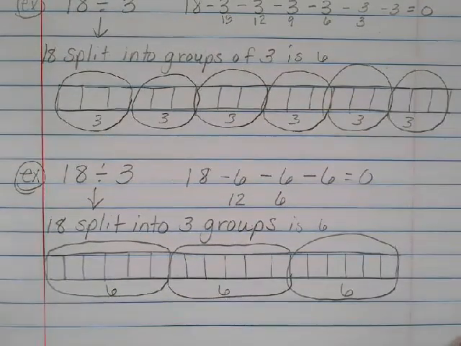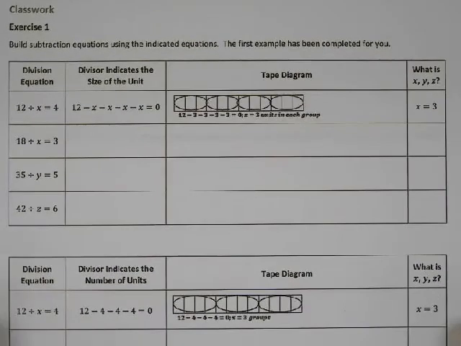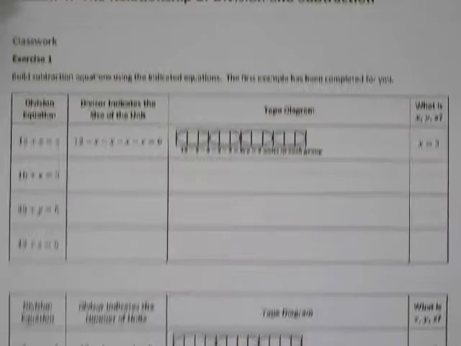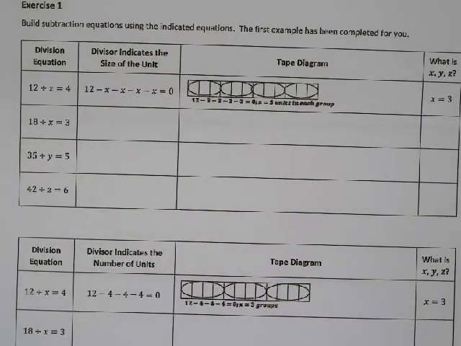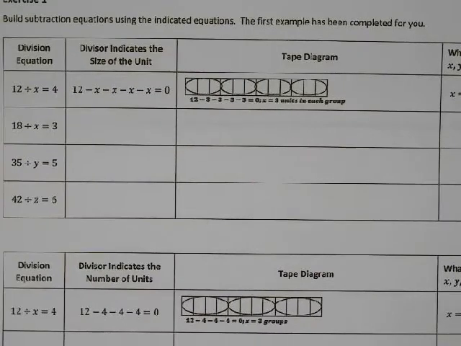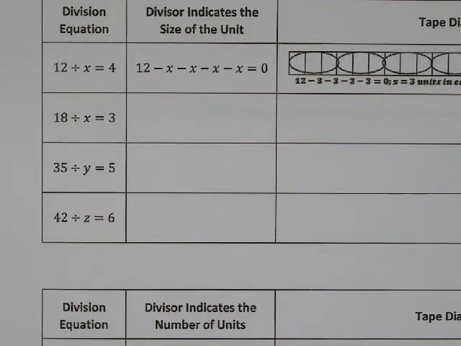So now we're going to go on to today's lesson. Go on ahead and take out your student book, and we are going to look at exercise 1. In exercise 1, it says build subtraction equations using the indicated equations. The first example has been done for you. So I want us to really examine what they've done in this first example. And I'm really going to highlight just these first 2 columns.